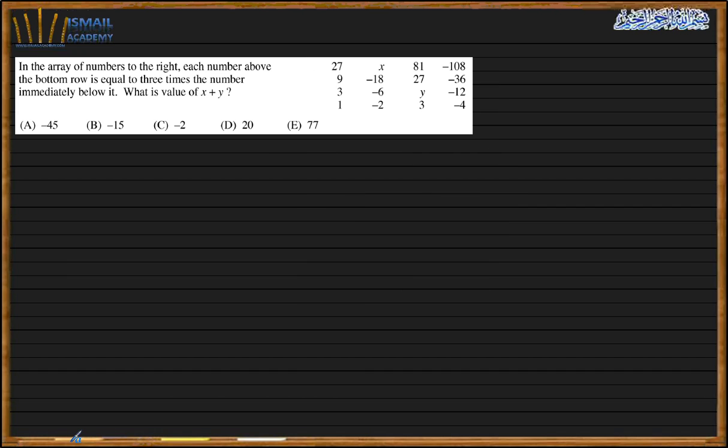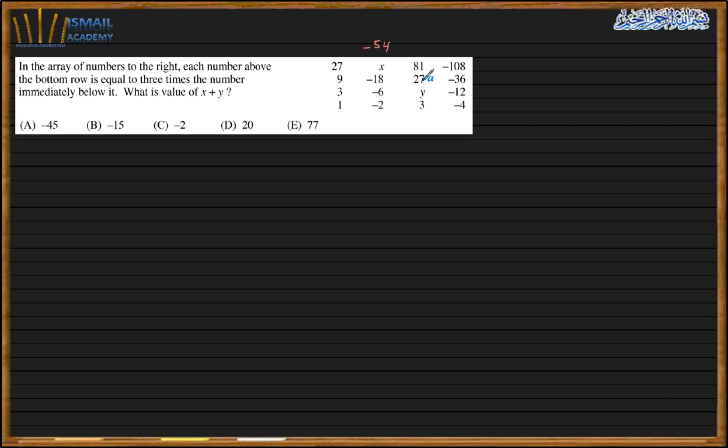Next question. In the array of numbers to the right, each number above the bottom row is equal to 3 times the number immediately below it. That means if I go down, I divide by 3. And if I want to go up, I multiply by 3. So here I want to find out x. I'm going to move up. So I multiply this one by 3, which is minus 54.